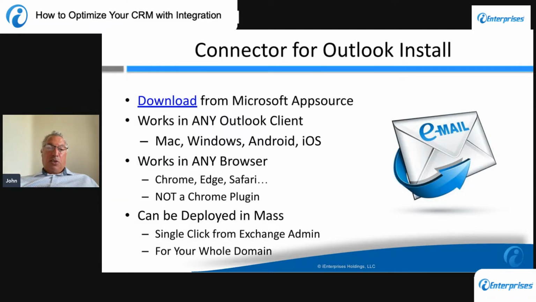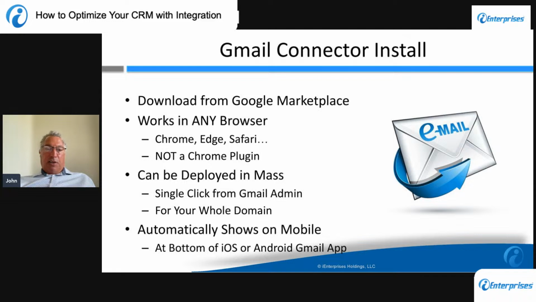So I won't go into too much more. If you want to try one of these products for Outlook, you can download it from Microsoft App Source, and I'll show how you do that. It can be deployed en masse easily. If you're the Exchange admin, you can deploy it for everyone. But if you just want to try it for yourself, I'll show you how to install it just for yourself. And if you're using Gmail, you can download it from the Google add-on marketplace by just clicking the plus sign. I'll show how to do that in a second too. That's easy to deploy en masse, or you can just install it for yourself if you want.